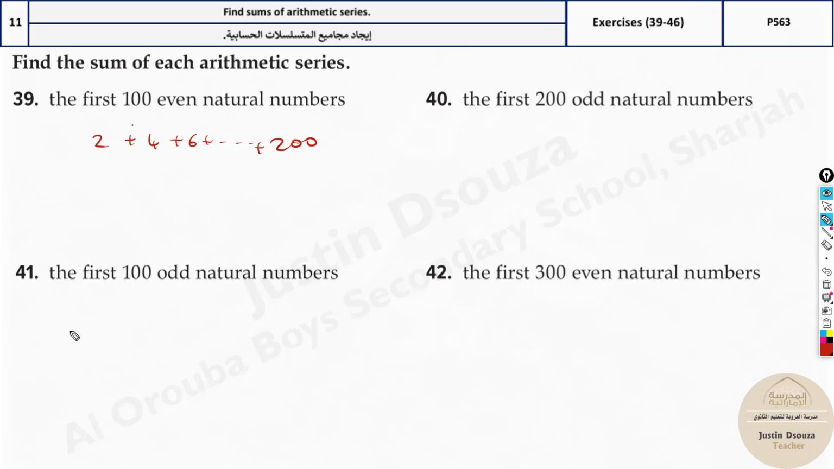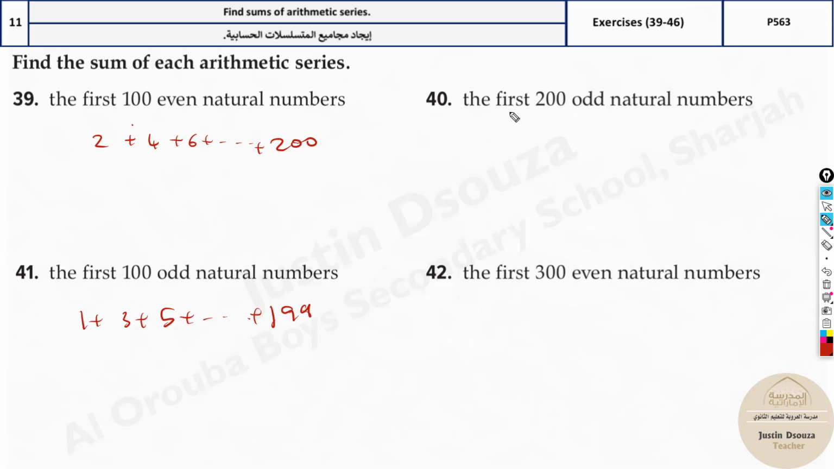So even numbers done. What about odd numbers? 1, 3, 5. And where does it go? Which is the 100th number? It will be 100 times 2, it will be 200. But 200 is an even number. So do we go to 201 or 199? If we count it will be 199. Okay. So from 1 till 199 will be 200 numbers of odd.